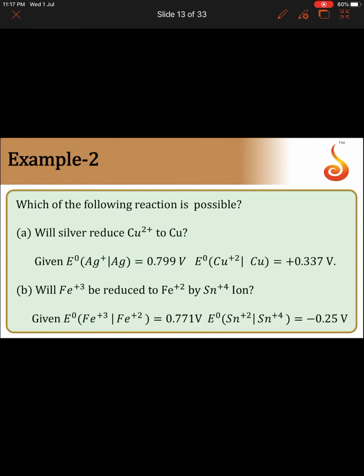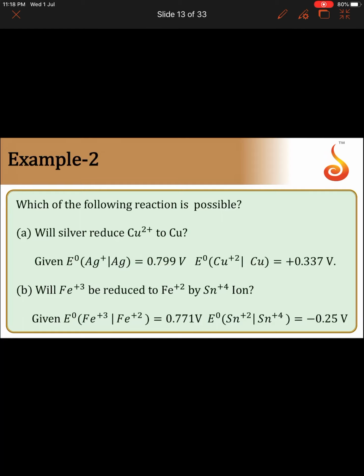Remember one point: the electrode which has less reduction potential value can reduce the electrode which has more reduction potential value. This is a very important point. The electrode which has less reduction potential value will act as a good reducing agent, and it will reduce the electrode which has more reduction potential value.